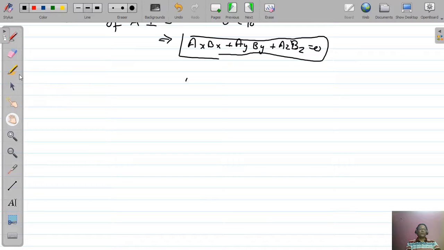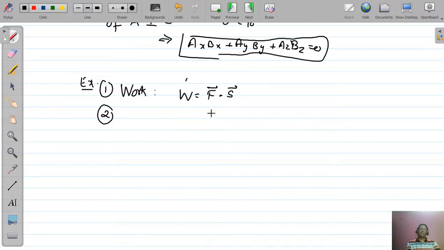Some examples of dot product which are used in physics are work, W equal to F dot s, force into displacement, which will be discussed in detail in later chapters. Power, P equal to F dot v. These two are vector quantities whose dot product will be a scalar quantity.